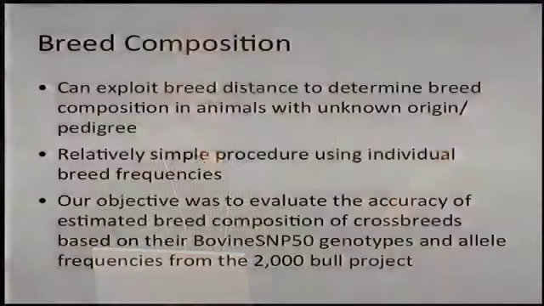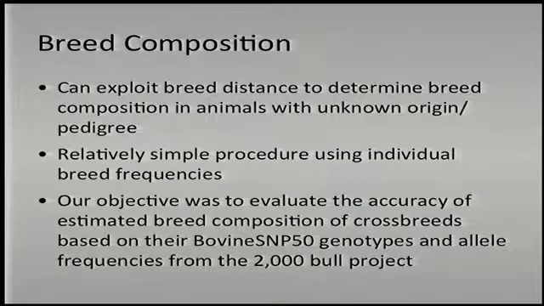In order to determine breed composition, basically we exploit those breed differences I showed in that diagram before using a relatively simple procedure where a crossbred animal is just fit in a statistical model compared to the average breed frequencies of animals on this 2000 bull project. So basically we're just predicting, based on the 50K genotype of an individual animal, what breed composition he was, based on which frequencies of breeds that animal is the closest to. And our objective then was to evaluate whether we could accurately determine breed composition of crossbreds based on these bovine SNP50 genotypes.